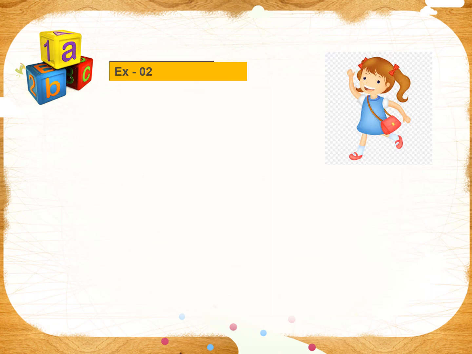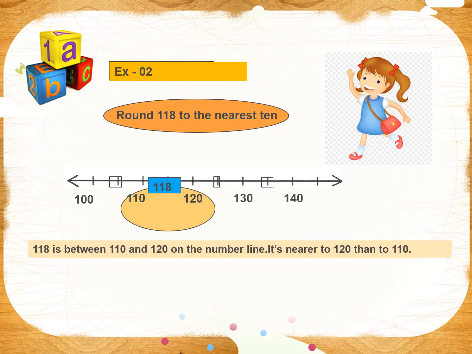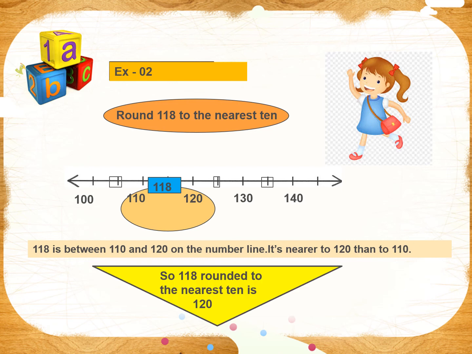Okay children, let's see example 2. Round 118 to the nearest 10. 118 is between 110 and 120 on the number line. Then 118 is nearer to 120 than to 110. So 118 rounded to the nearest 10 is 120.